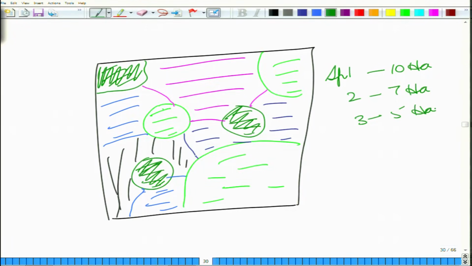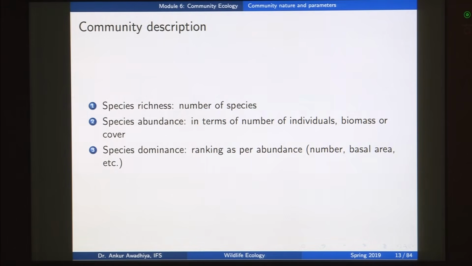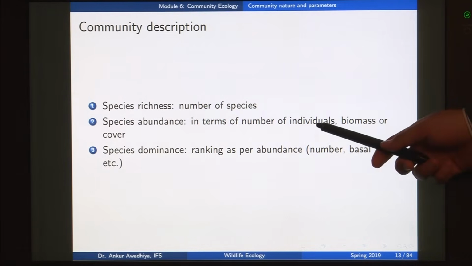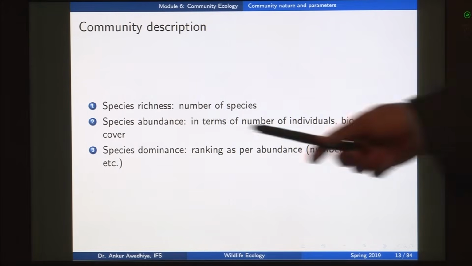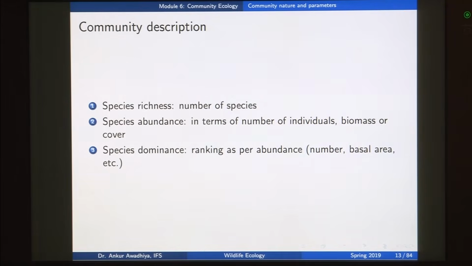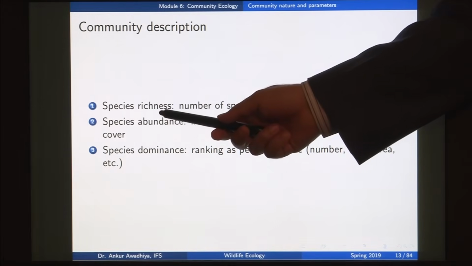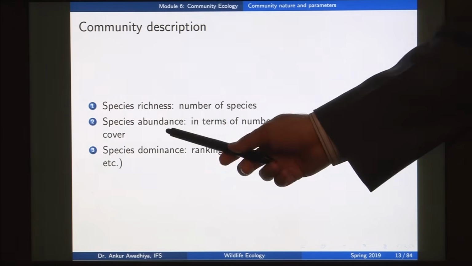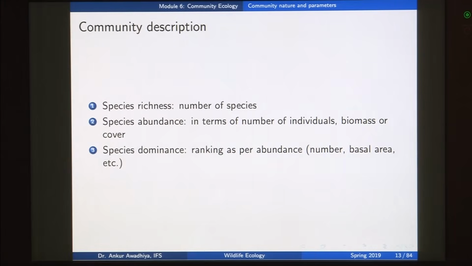So, we can come to our computation of abundance not just in terms of the number of individuals or the biomass, but also in terms of the cover, or the area that has been covered by these different species. So, while describing the community, the first thing was how many species are there, second is how much is the abundance of these different species, and then on the basis of the abundance we can talk about the species dominance.